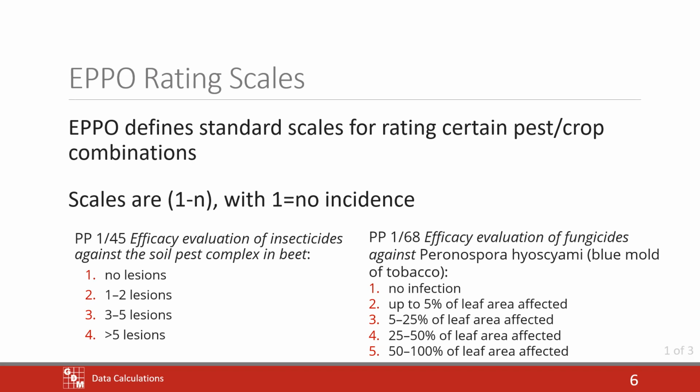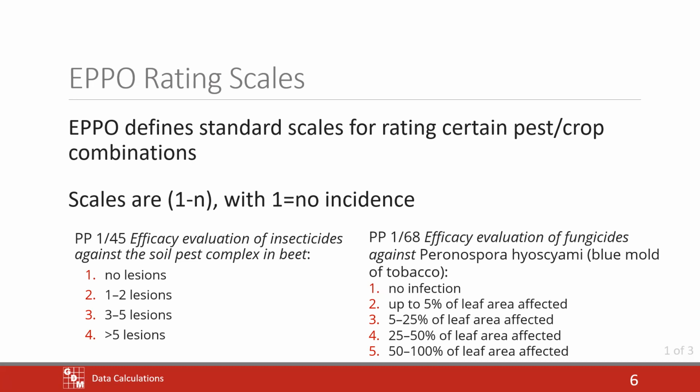So I have a couple of them on the screen. I just picked them as 2 different types. Some of them are just kind of almost a category, 0, then a 1 to 2, 3 to 5, more than 5 on lesions on the beet, for example. Some of them are more of a range of a percent that's affected.